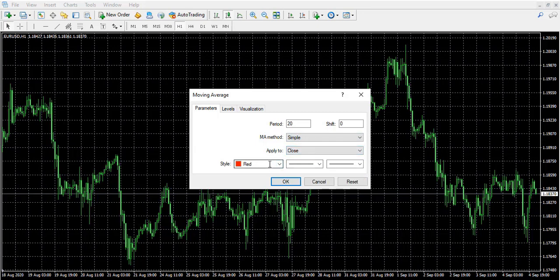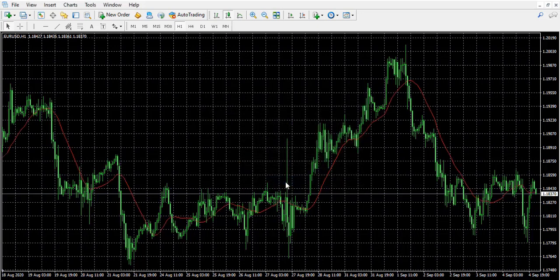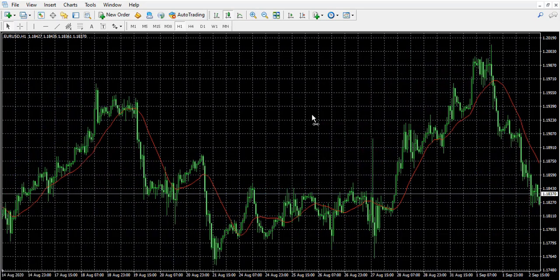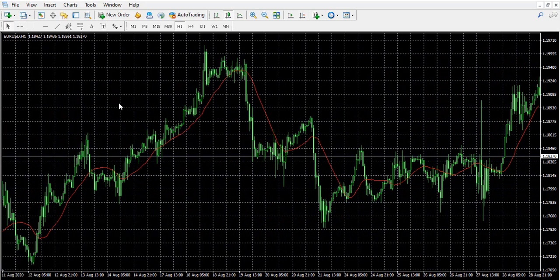Then you pick any color you want, depending on the indicators you have on your chart already. You have to pick a very different color so that you'll be able to identify your SMA 20. So then, okay, here it is now. As you can see, I have a moving average already on my chart. Okay, so let's go through how we can use it to make our profit.